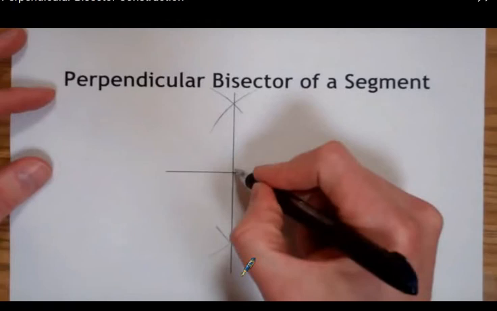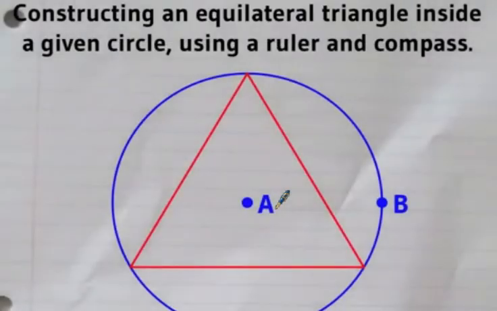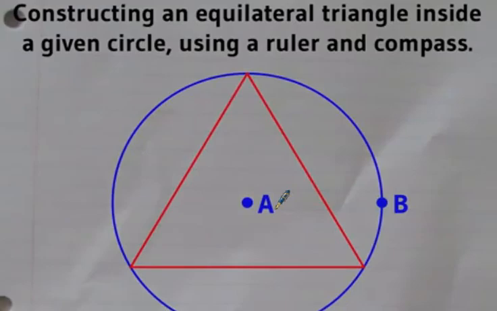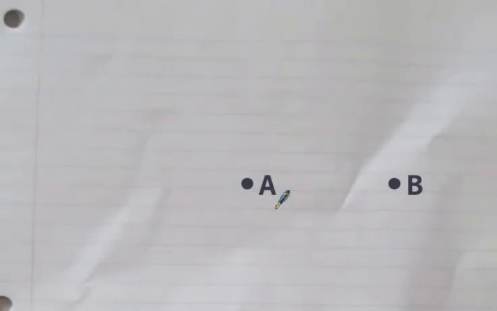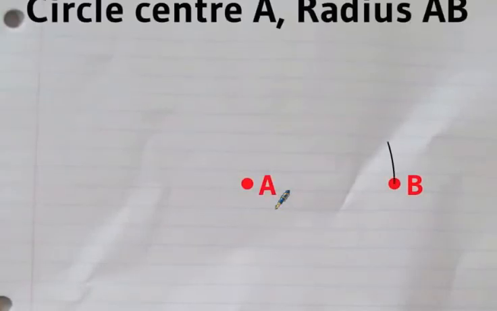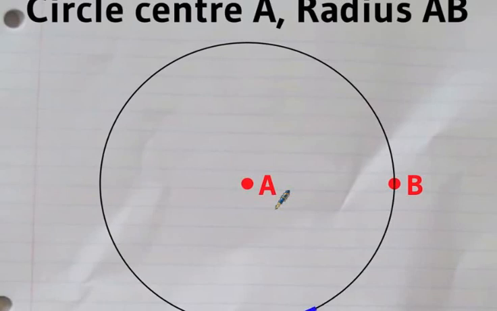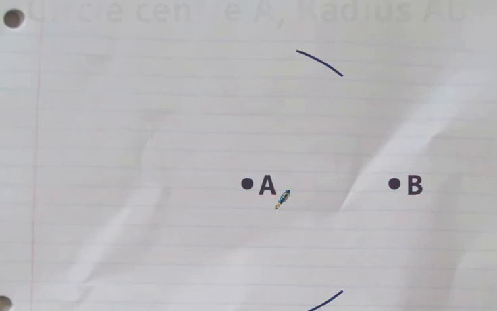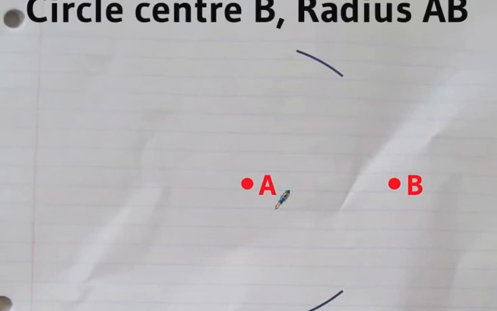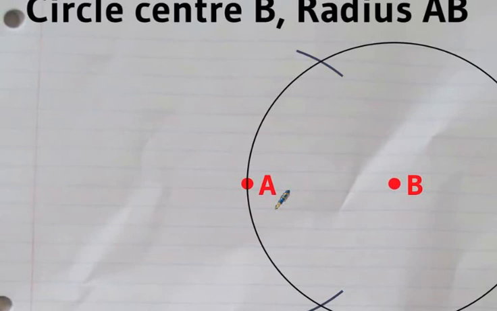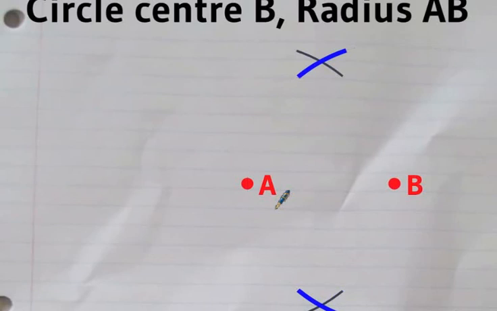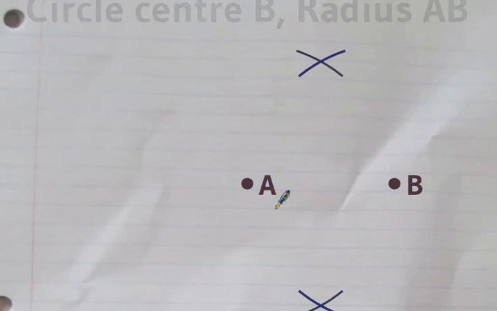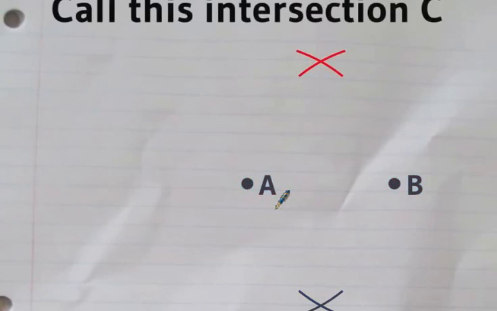This video shows how to draw an equilateral triangle inside a given circle using a ruler and a compass. First, set your compass to the length AB and draw a circle centered on A. Without adjusting the compass, draw another circle, this time with center B. We'll give names to these intersection points. Call this one C. And we'll call this one D.